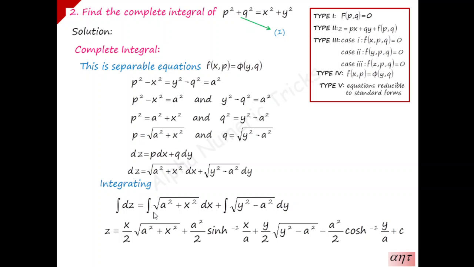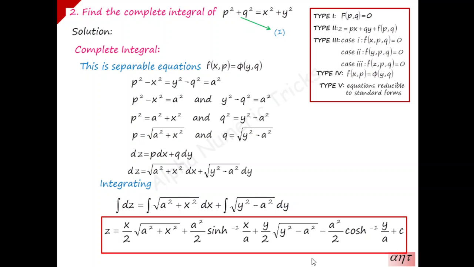Integral dz is z, and the integration of root of a square plus x square dx is x by 2 into root of a square plus x square plus a square by 2 sinh inverse of x by a. This is the formula for the first integral alone. And the second integral is y by 2 into root of y square minus a square minus a square by 2 cosh inverse of y by a, plus a constant of integration, which is our required complete integral. Okay, now the problem asks to find the complete integral alone, so we stop our problem here itself.